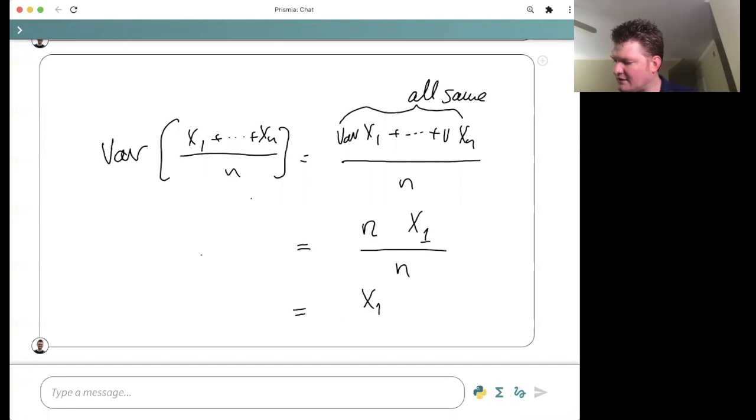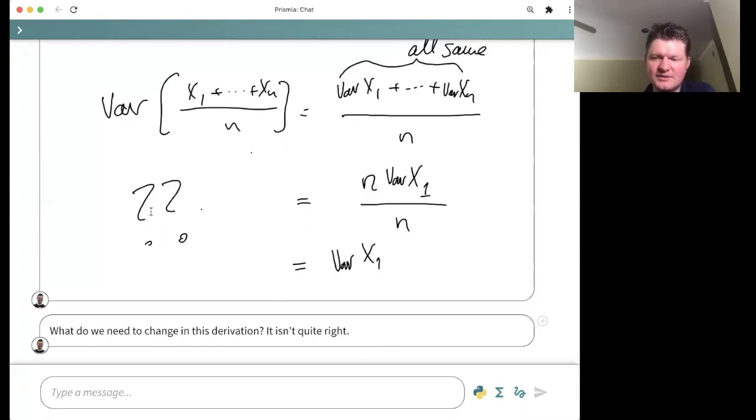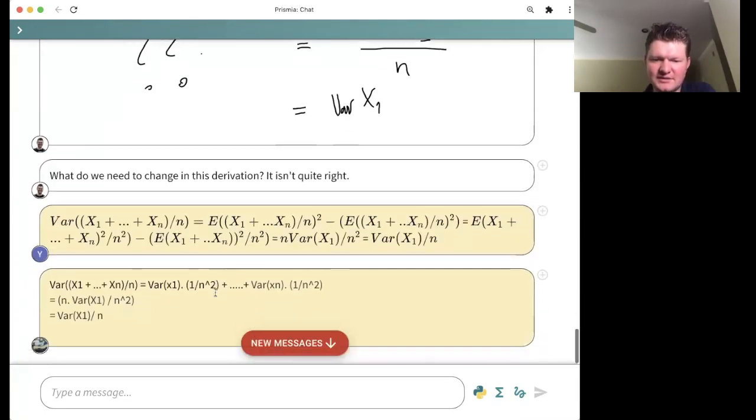And it seems like we're just going to end up with variance of x again, variance of x1, except there's one mistake here. There's one little thing that we have to do differently if we're talking about variance instead of expectation. So what's the one thing that we have to do differently here? So a couple of nice write-ups here.